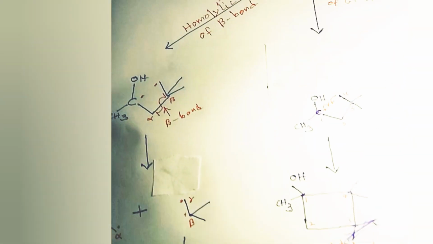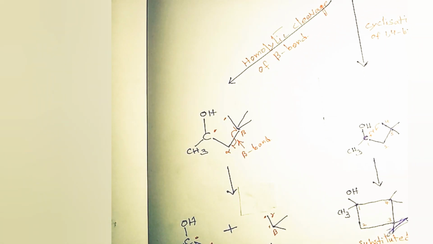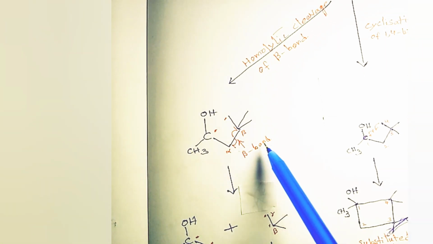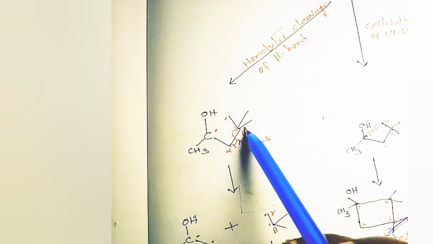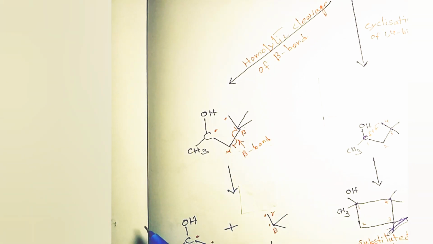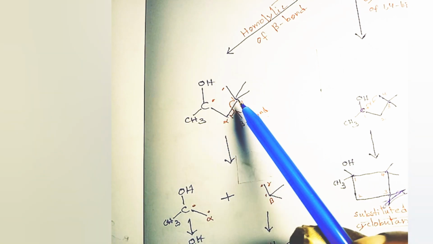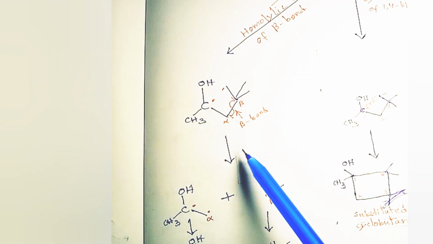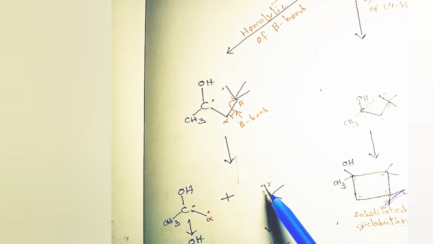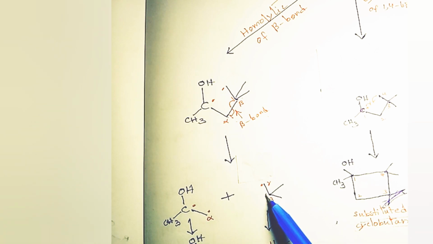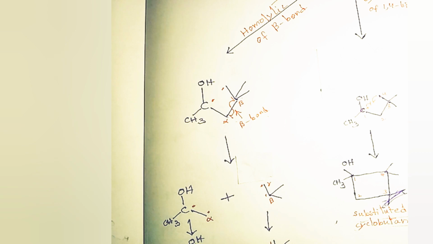So this is nothing but a substituted cyclobutanol. Now let's see beta cleavage. The beta bond, the bond between alpha carbon and beta carbon, cleaves, forming two radicals, one on the alpha carbon and one on the beta carbon. As a result, we get a radical like this. On the beta carbon there is one radical formed. Already there was a radical present on the gamma carbon. These two radicals will join together to form an alkene.